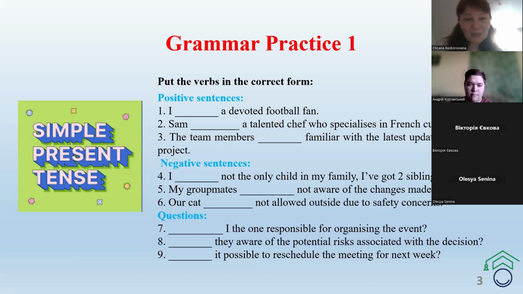Thank you. The next sentence, Victoria. Sam is a talented chef who specializes in French cuisine. So we use is, you're right? Because Sam is the third person singular. Translate. Окей. Сем талановитий шеф, який спеціалізується на французькій кухні. Yes, you're right. And the next sentence?